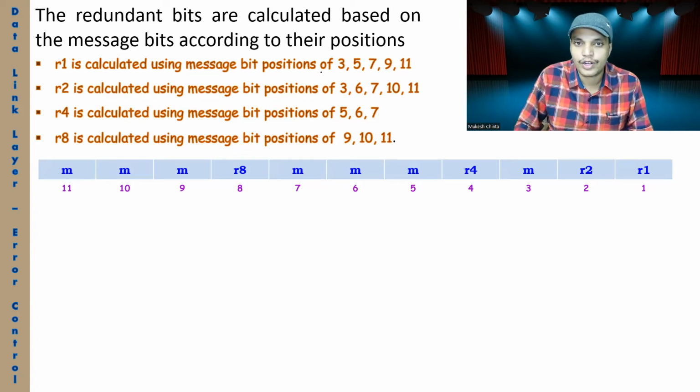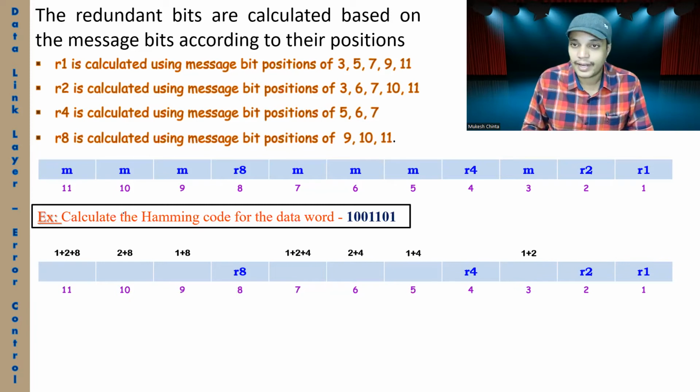Now, the redundant bits are calculated based on the message bits according to their positions. So R1 is calculated using 3, 5, 7, 9, 11. You see, I have written all the bit positions over here. R2 is calculated using message bit positions of 3, 6, 7, 10, 11. R4, that is your third redundant bit, is calculated using message bit positions of 5, 6, 7. R8 uses 9, 10, 11. So these are the 4 redundant bits, which occupy these positions.